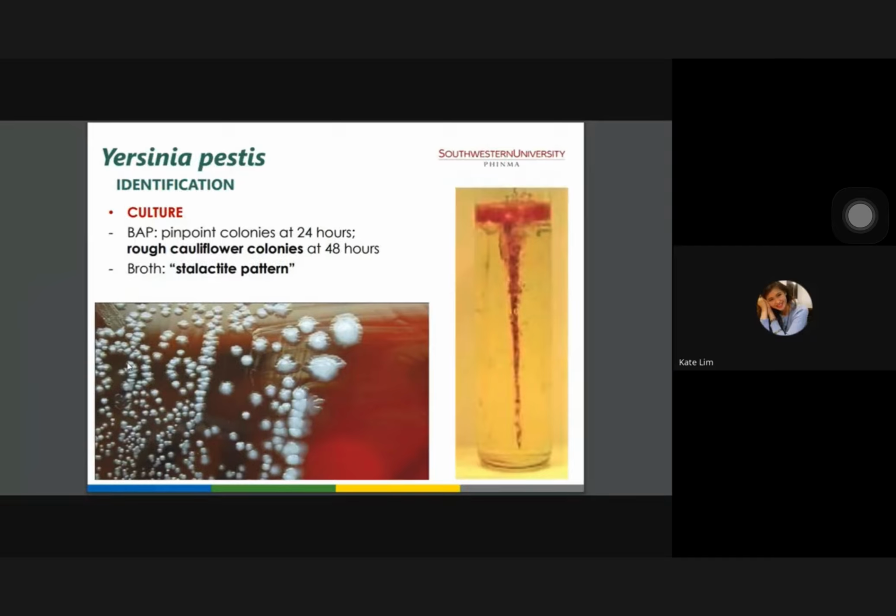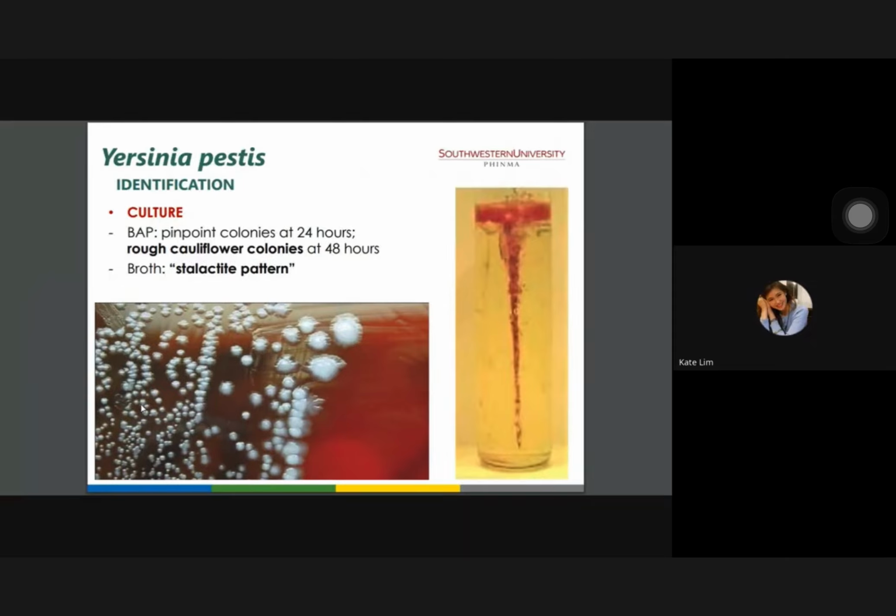But after a longer incubation period, the colonies develop a distinct rough, cauliflower-like appearance. Imagine looking at a colony that resembles the surface of a cauliflower. Compare it to the pinpoint colony right here; the cauliflower is a bit lumpy. It is also a bit irregular, with rough structures compared to your pinpoint colonies.